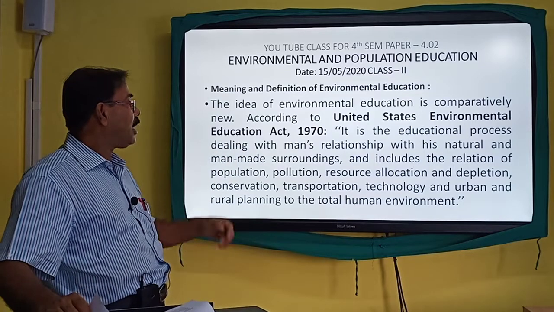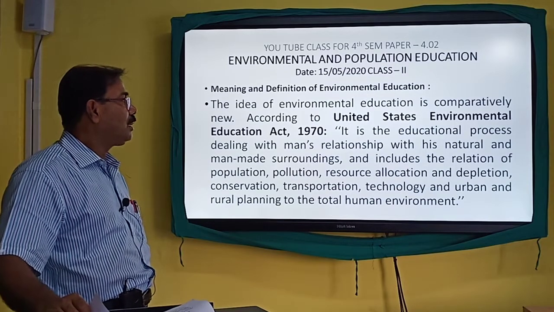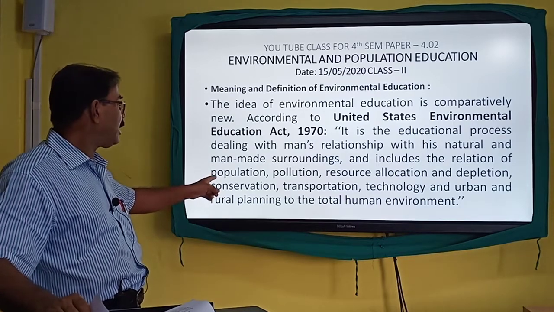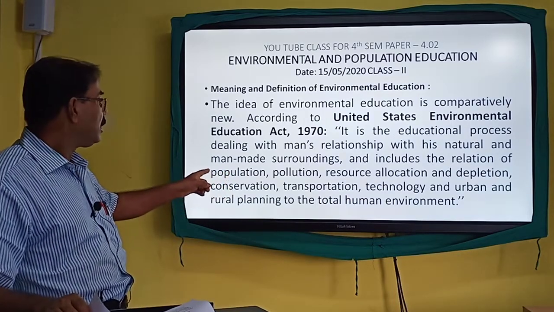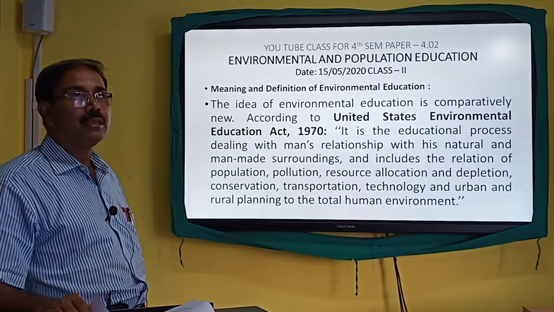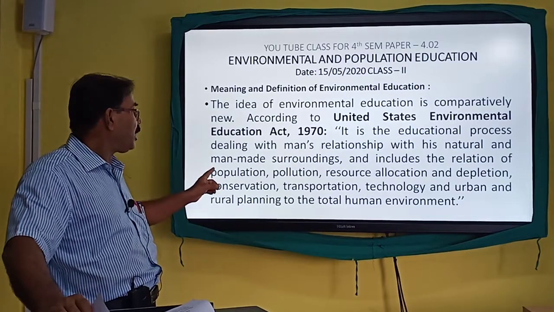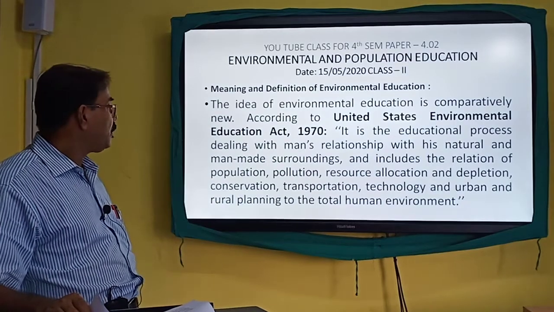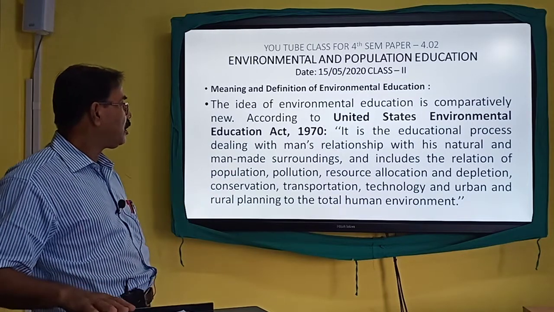So friends, it means man's relationship with his or her natural and man-made surroundings, and includes the relation of population, because numbers are increasing. More than 750 crore people are there. If you compare with your country, India, you will see that India's population at present is more than 135.26 crore. And from the point of view of population, China is in the first place, where the total population of China is around 140 crore, means 138 crore. Friends, if you see the figure or data on your internet or mobile handset, you will find all the recent data.